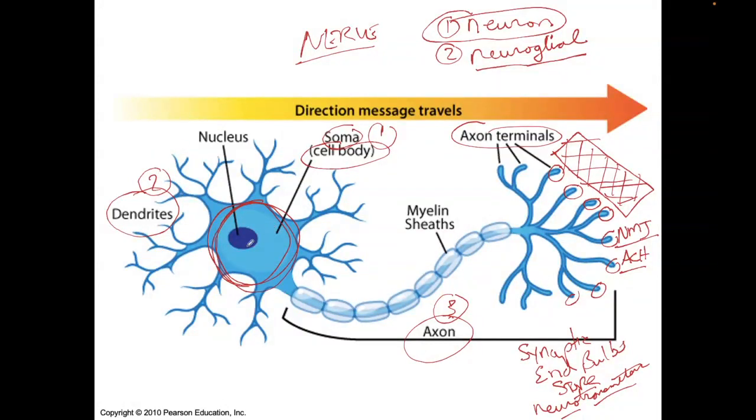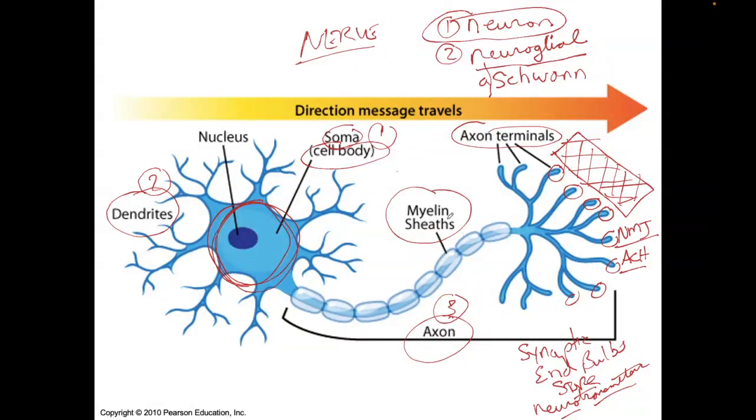Now, dendrites, cell body, axon, axon terminal. Notice that parts of the axon are covered with myelin sheath. Myelin sheath is made by a neuroglial cell called a Schwann cell. This is a type of neuroglial cell. We have about 6 types. One of them is a Schwann cell, and its job is to make myelin.